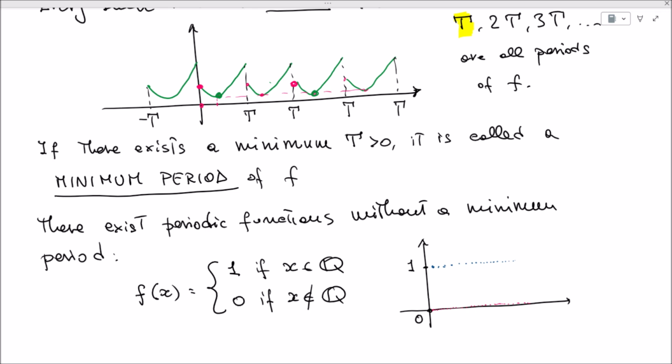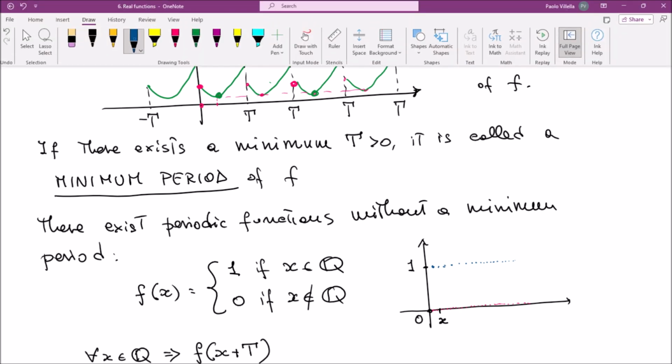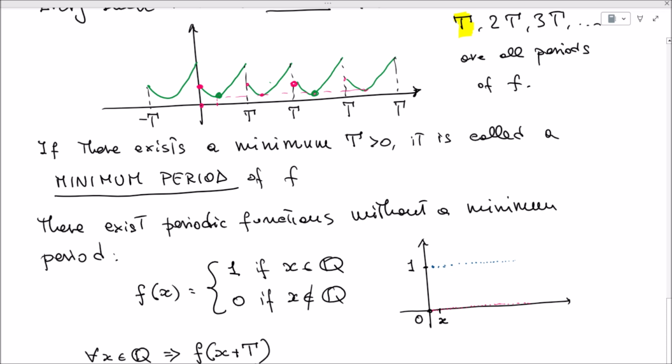So clearly, let's suppose that we pick an x here which is rational, then f of x plus t, with t a rational number. Well, x plus t, if x is rational and t is rational, of course this is going to be a new number that belongs to the rationals as well. So we can say that this is equal to 1. And this is true for every possible t.